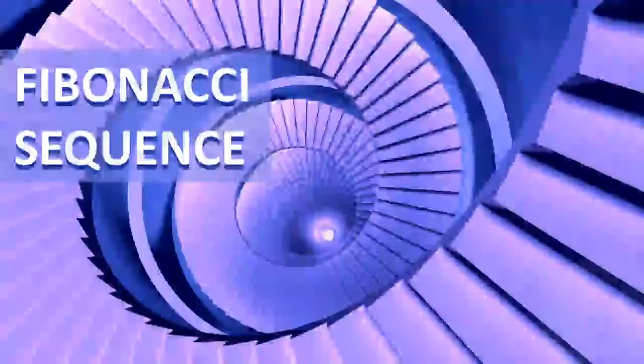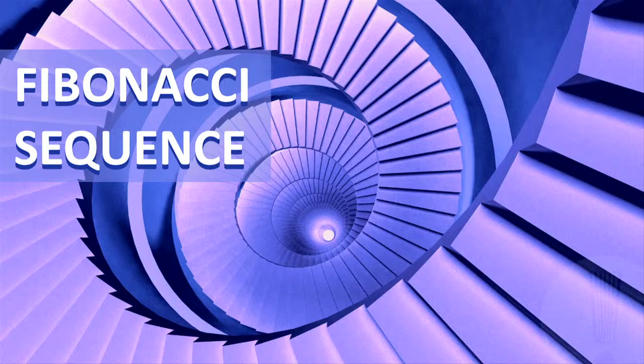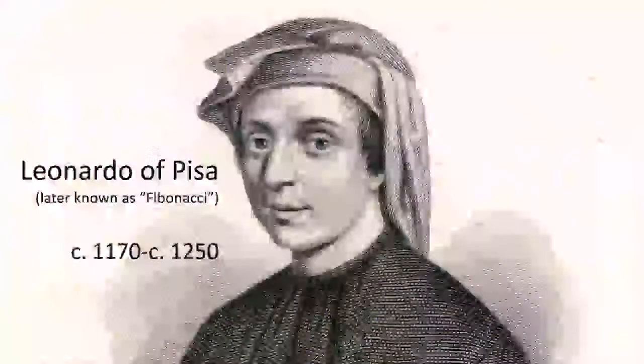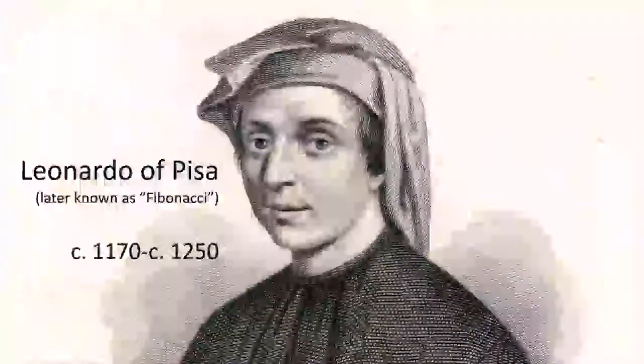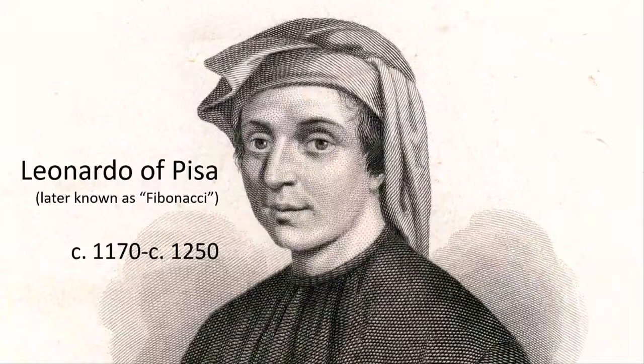And so then this brings us to this Fibonacci sequence, which relates somewhat to this scale symmetry. And I'll talk about that here in just a minute. But who was Fibonacci? Well, his real name was Leonardo of Pisa, later known as Fibonacci, who lived back in the 12th and 13th centuries.